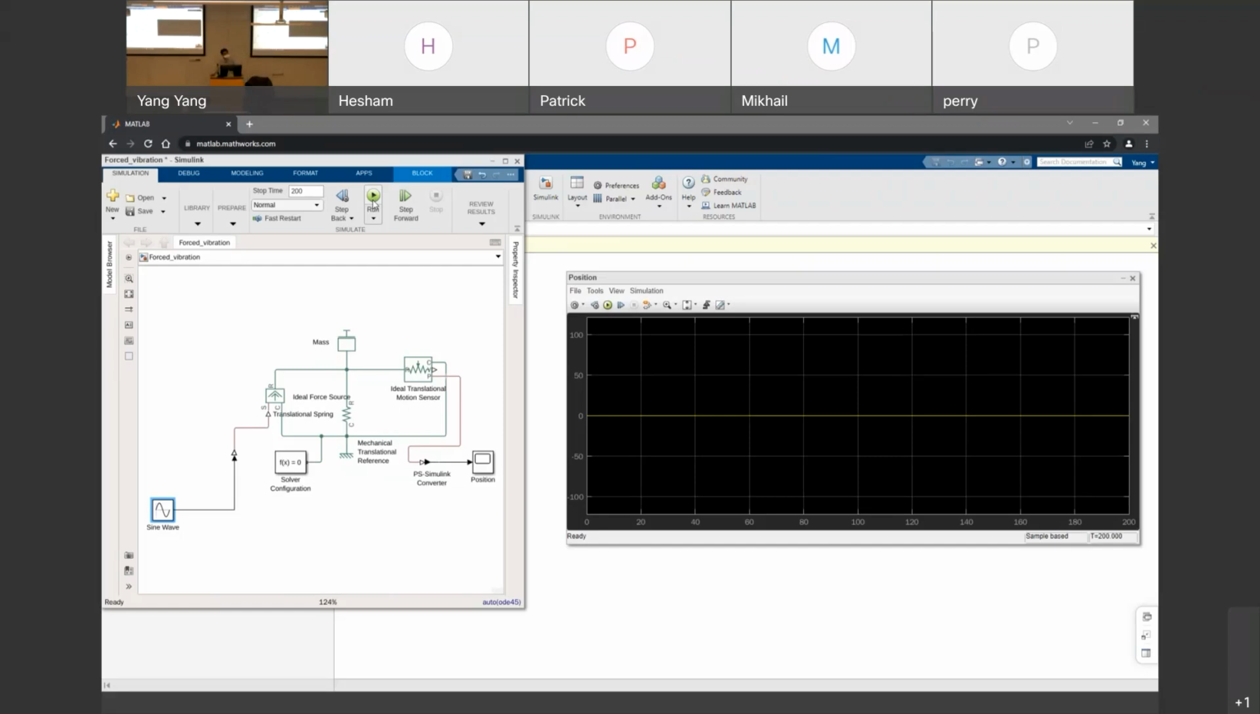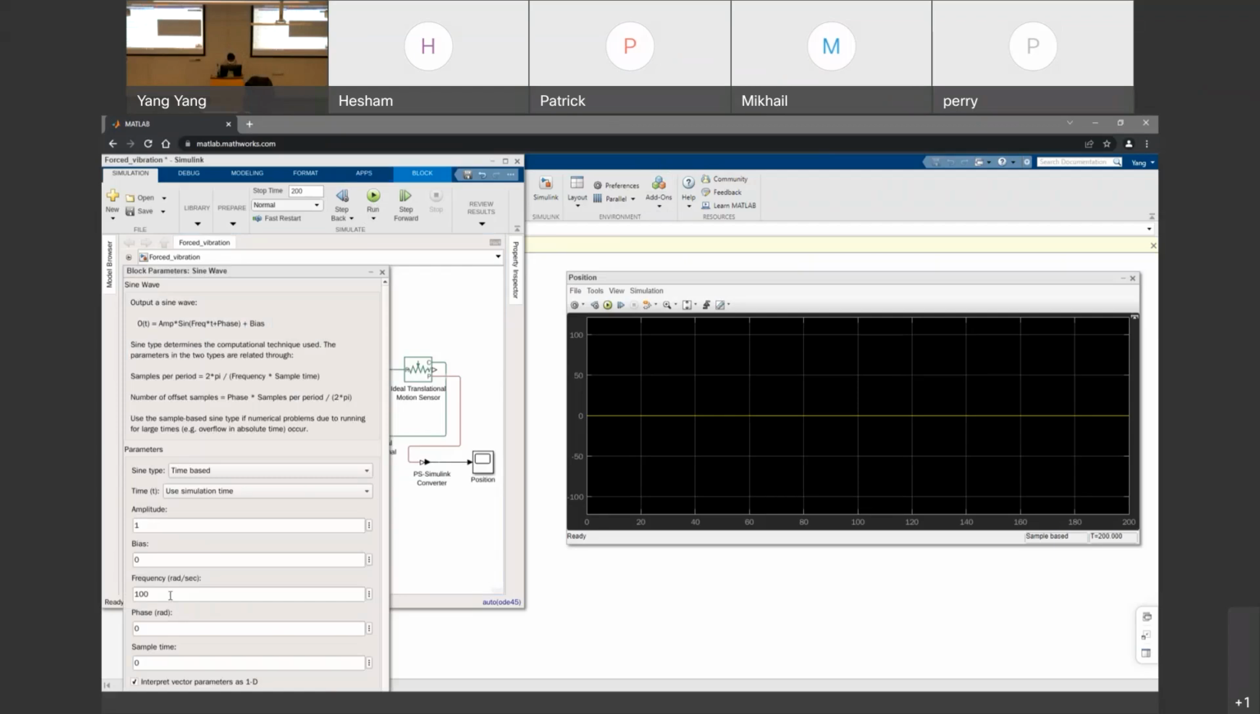Could you do something like 20 to see how the amplitude gets large? Sure.